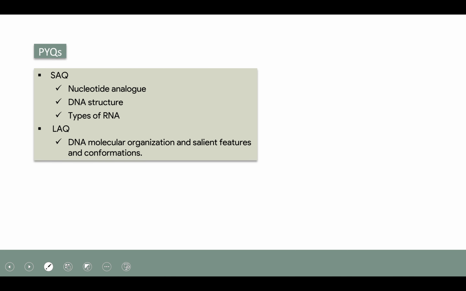So as we know that to understand a topic, we need to have a concept, and we also need to know what are the previous year questions which are frequently asked. So the frequent questions under short notes are nucleotide analog, DNA structure, the various types of RNA, and under long note there is a question on DNA molecular organization and the salient features and conformations of DNA.